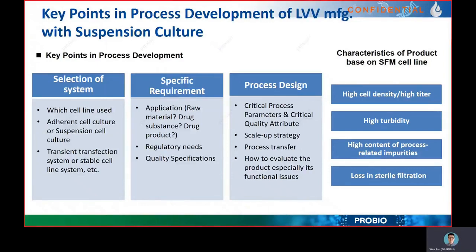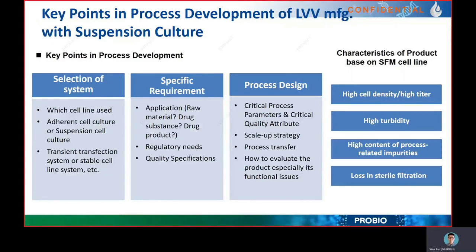Before the process development, there are some key points to be considered. The first one is the selection of system, of course. Which cell line do you plan to use? Do you want to use adherent cell culture or suspension cell culture? What's your target amount of product titer? Do you plan to use transient transfection system or stable cell line system, for instance?